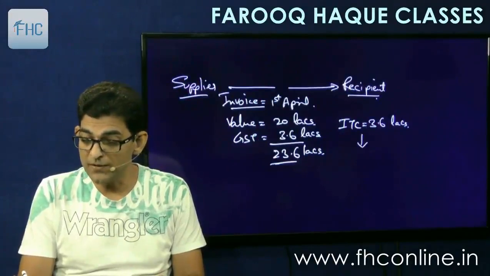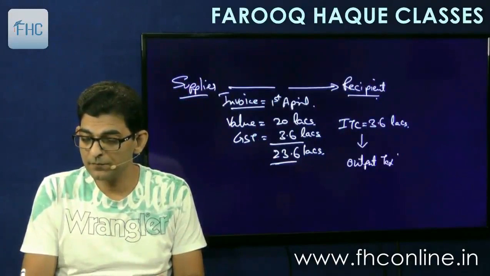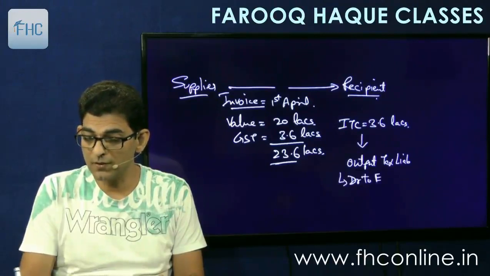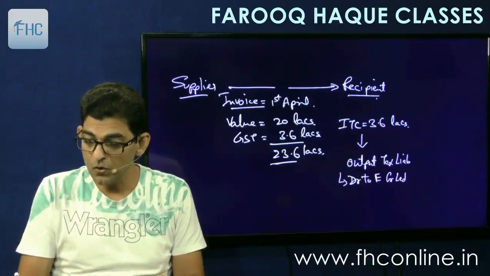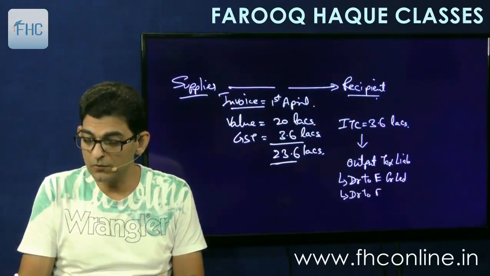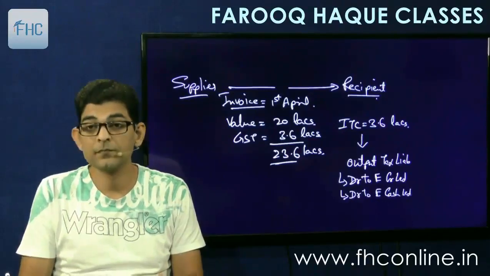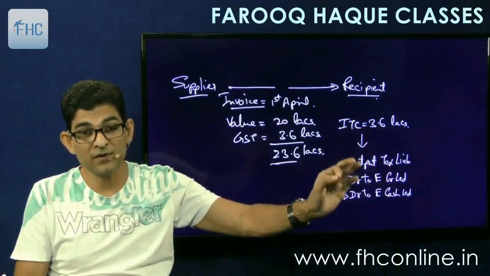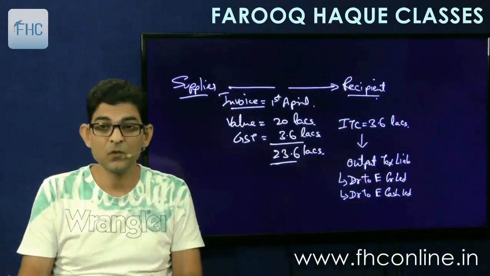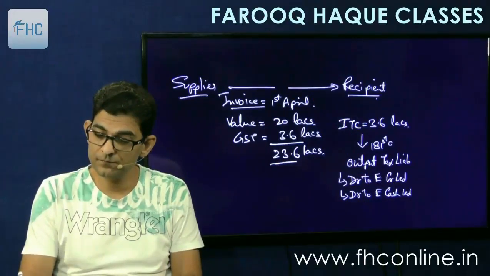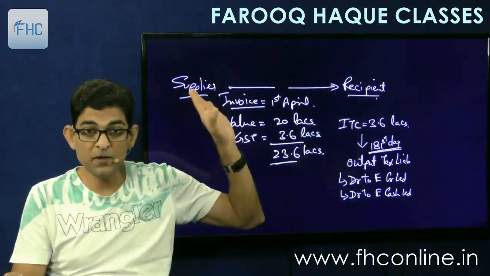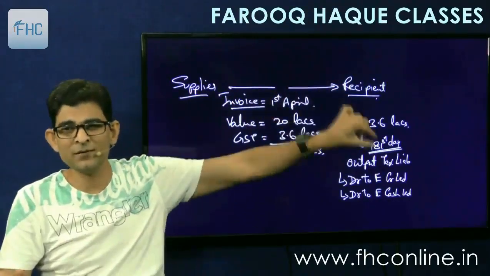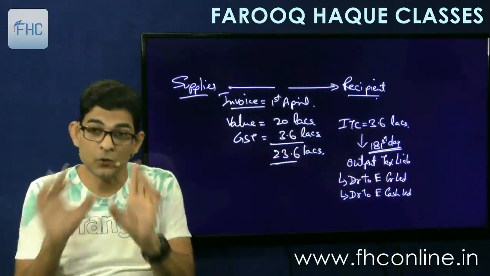So how will it be reversed? It will be added to output tax liability. And output tax liability will be debited to the electronic credit ledger, or if there is no balance, then debited to the electronic cash ledger. If the electronic credit ledger has the balance, then it will be debited there. If not, then the electronic cash ledger. This has to be done on the 181st day. So 180 days' time is given to you to pay. If you don't pay, then on the 181st day you reverse it. I'm not going to calculate the months and days. Just remember the concept. You have to pay this along with interest also.